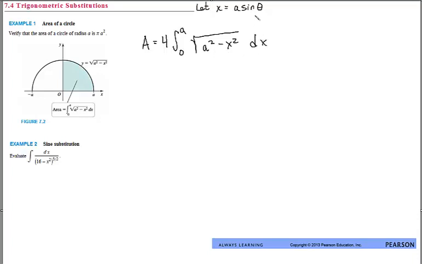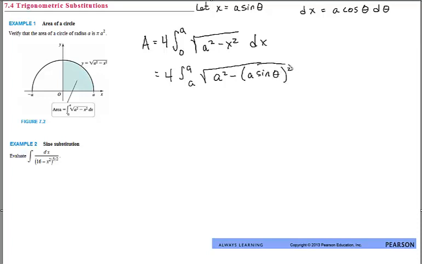dx. My trick on this is to let my x equal a sine theta. Well, that means I need to figure out what dx is. So dx in this case would then be a cosine theta d theta. Remember that a is a constant. So I've got 4 times the integral from 0 to a of the square root of a squared minus the quantity a sine theta quantity squared, and then times a cosine theta d theta.